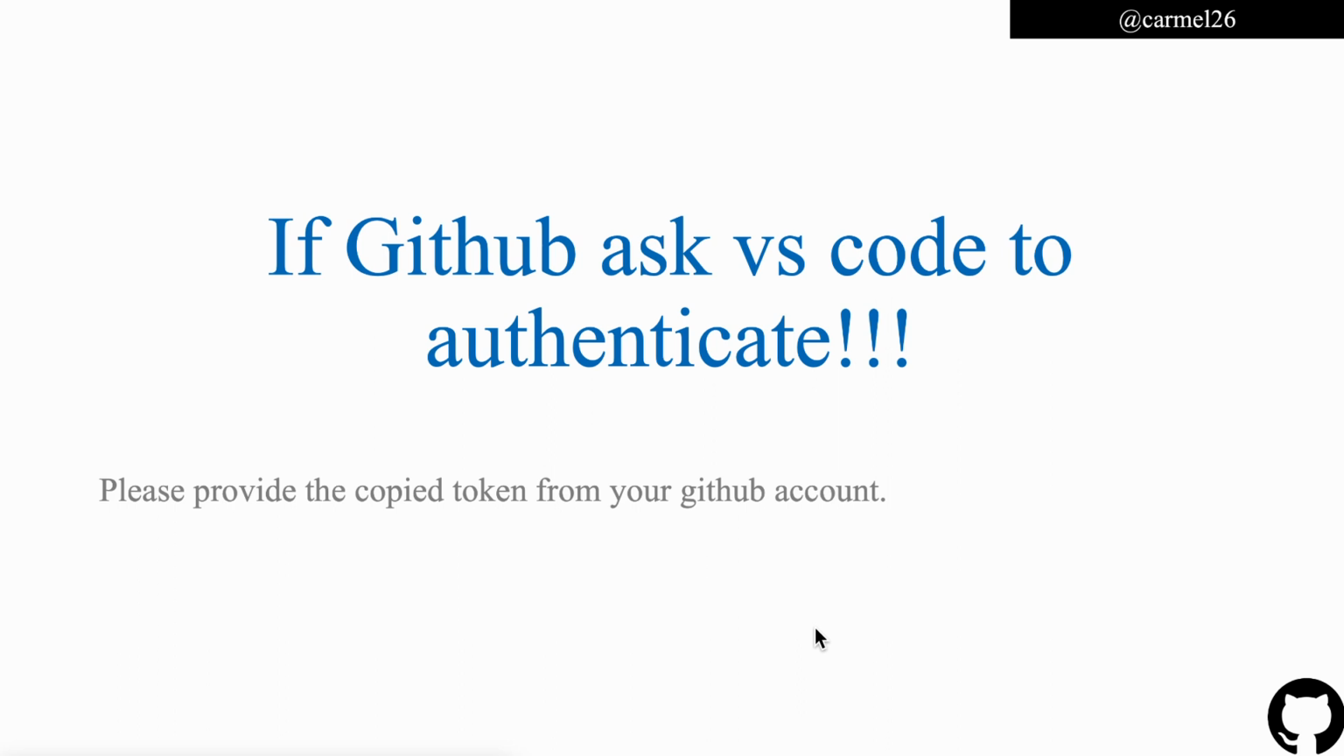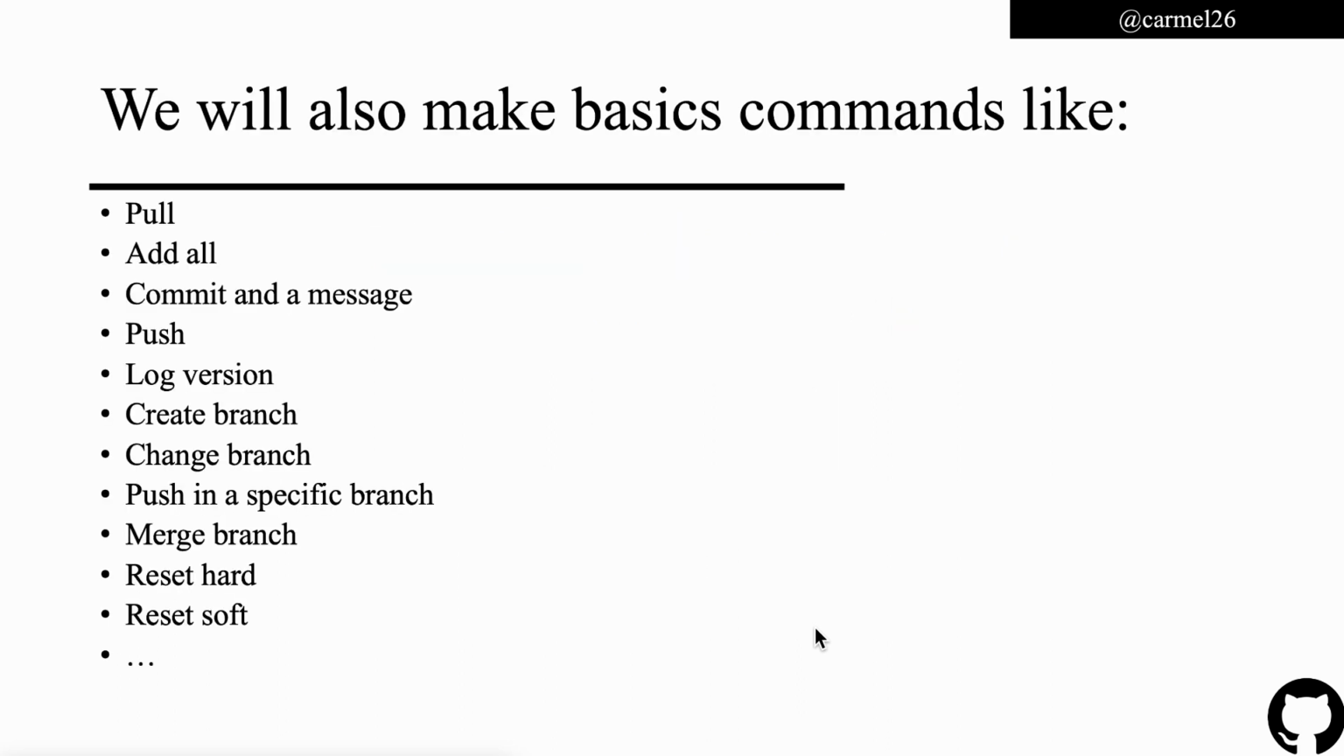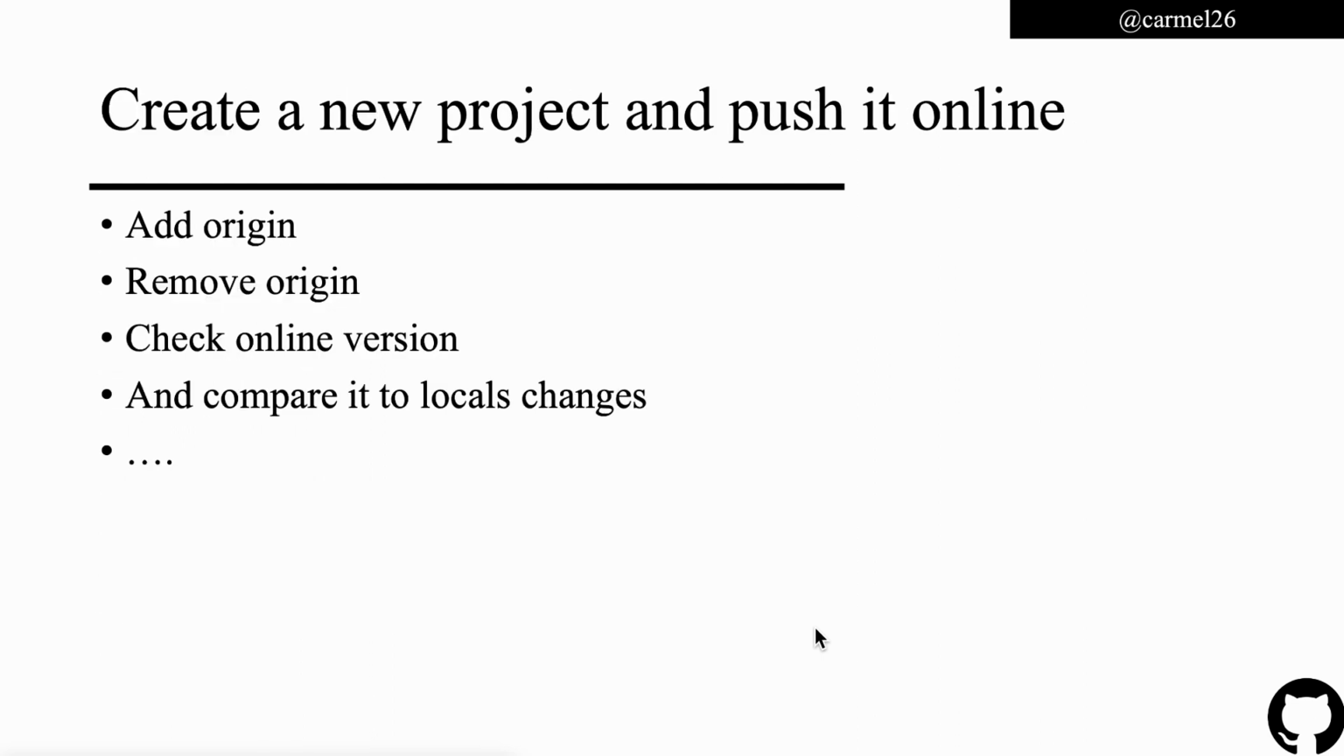We will also cover basic commands like pull, add all, commit with a message, push, log, version, create branch, change branch, push to a specific branch, merge branch, reset hard, reset soft, and others. For local projects, we have to create them locally. We'll perform add origin, remove origin, check the online version, and compare it to local changes, and so on.